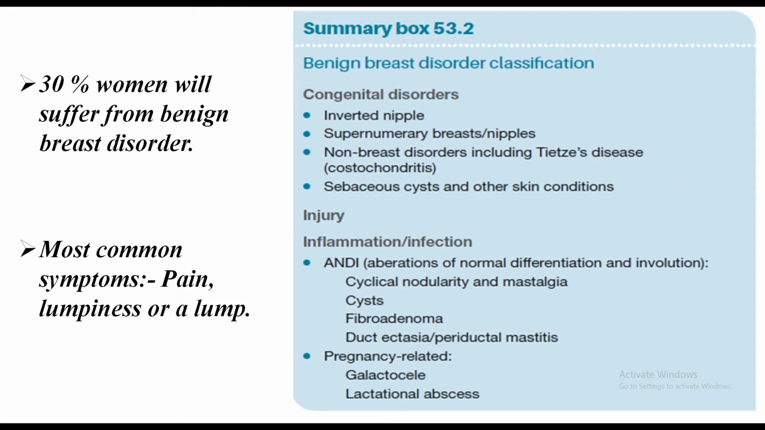There is a summary box in Bailey and Love which says that benign breast disorders can be classified as congenital disorder, injury, inflammation or infection related. The congenital ones are inverted nipple, supernumerary breast and nipples, non-bacterial breast disorder including Tietze syndrome, also called costochondritis, and sebaceous cyst and other skin conditions of the breast. Injury can lead to traumatic fat necrosis.